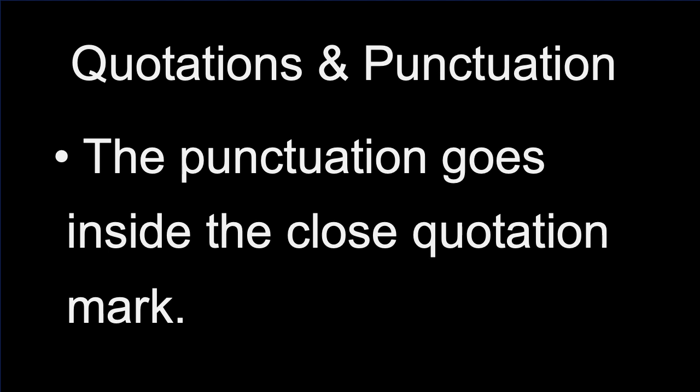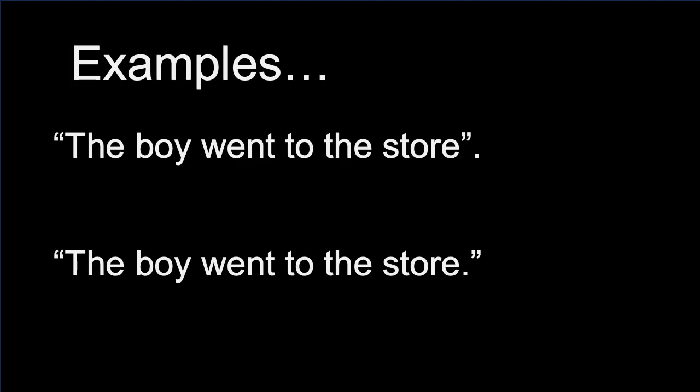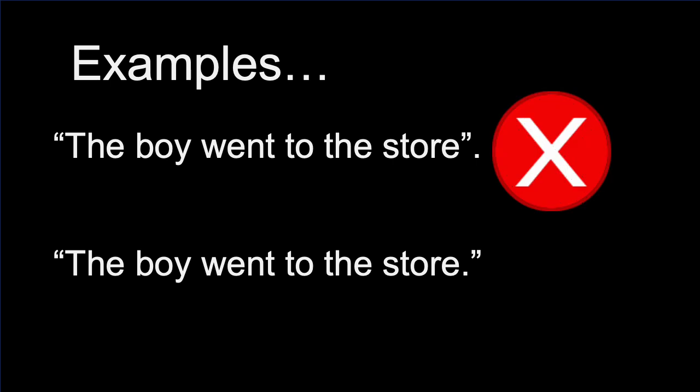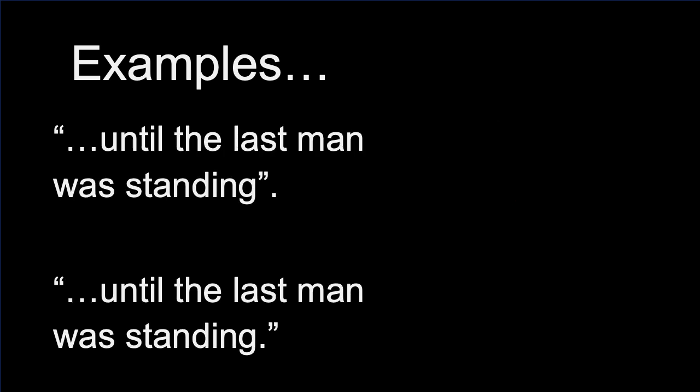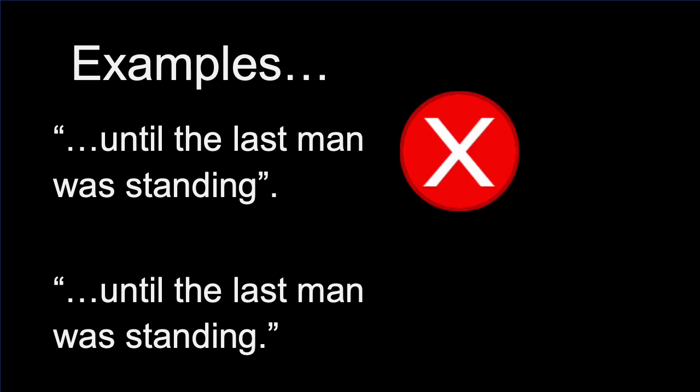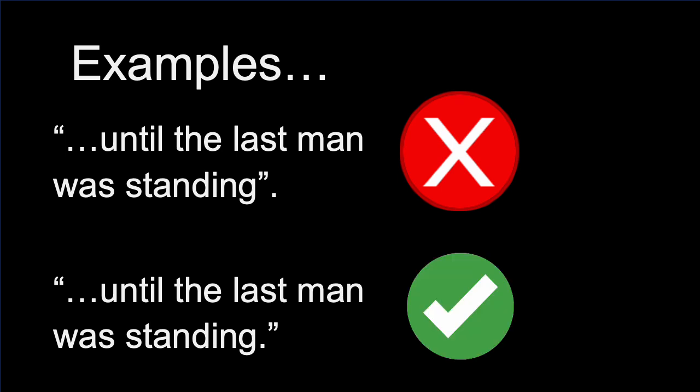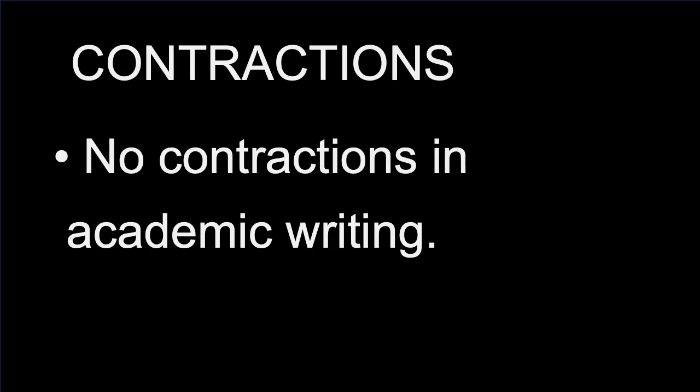Okay, so what does that mean? Let me give you some examples. The boy went to the store, close quotation mark, period. That is incorrect. Look at the next line. The boy went to the store, period, close quotation mark. That is correct. Here's another one. Until the last man was standing, close quotation, period. That is wrong. Until the last man was standing, period, quotation mark. That one is correct.